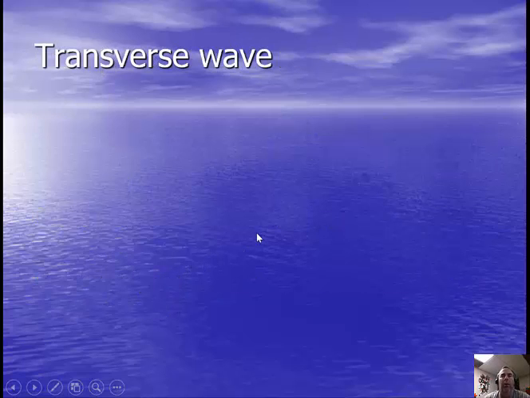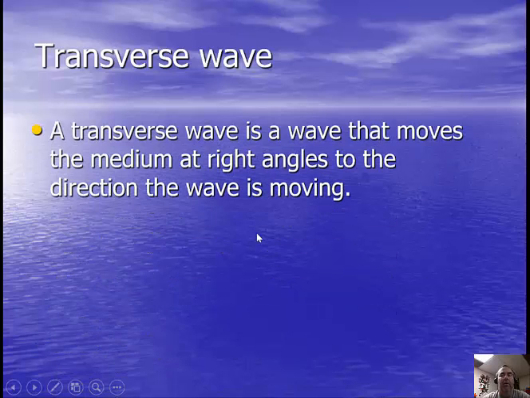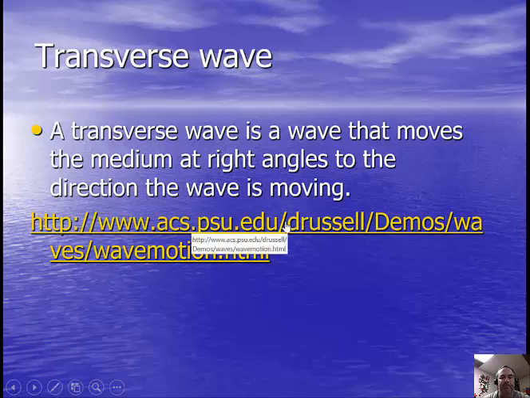The other type of mechanical wave is a transverse wave. A transverse wave is a wave that moves the medium at right angles. So we're going to say the medium moves up and down, but the wave appears to go left to right. So they are at right angles with one another.